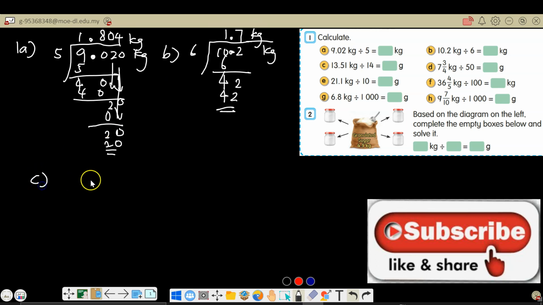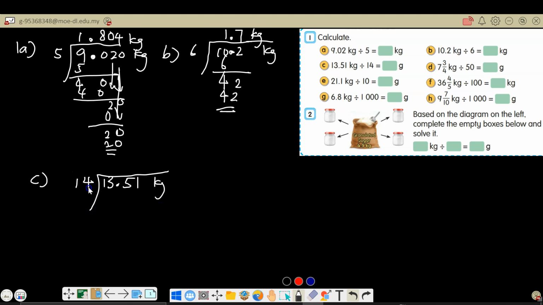C, 13.51 divided by 14, and then we need to change to gram. Now this C-field is not familiar to us, so we can create our own C-field. So C-field 1 on your left, 111, 212, 313, 414, 515, 616. And then C-field 4 on your right, 144, 248, 3412, 4416, 5420, 6424, 7428. And then you put them together.